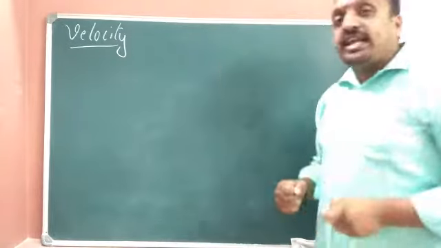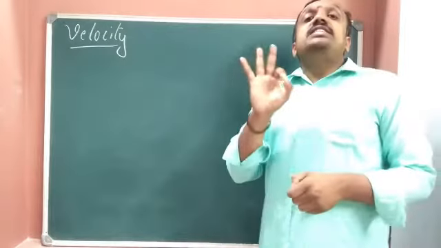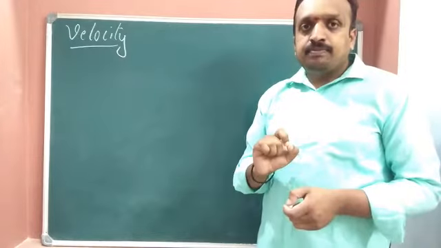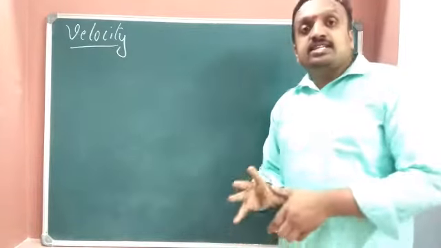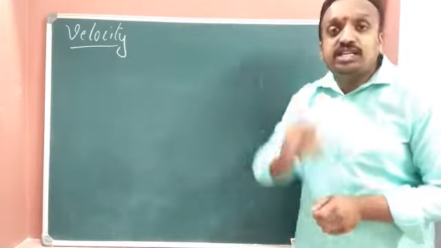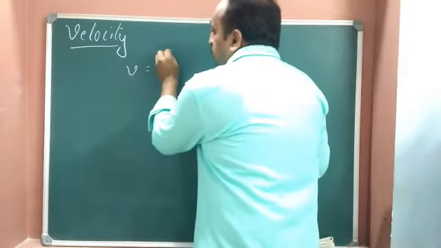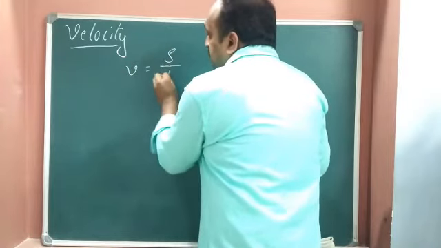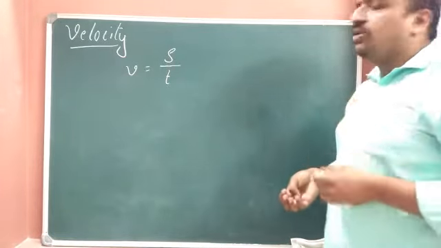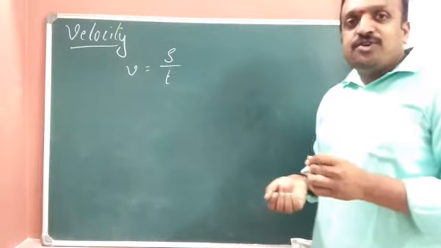Velocity defines the rate of change of displacement with respect to time. So V is equal to S by T. Speed and velocity look the same. What should we add now here?